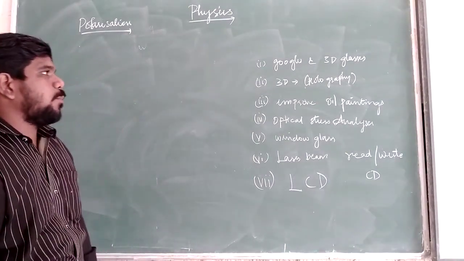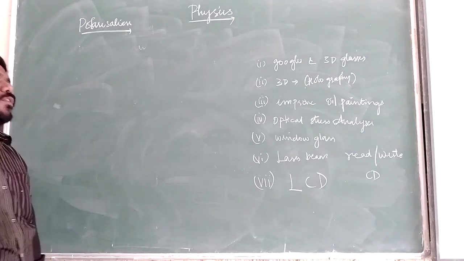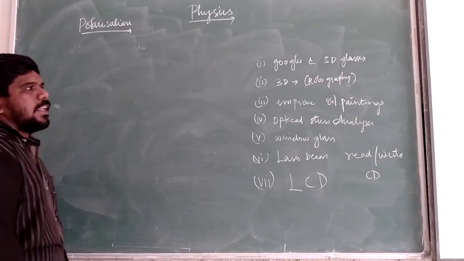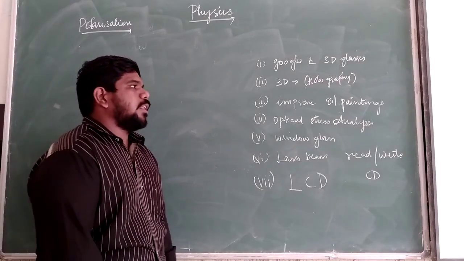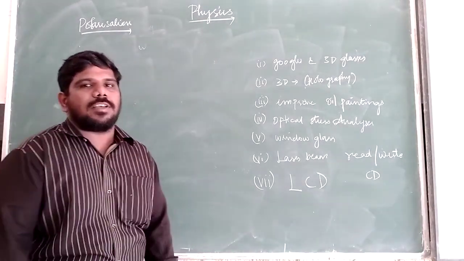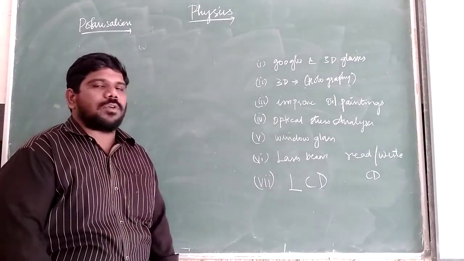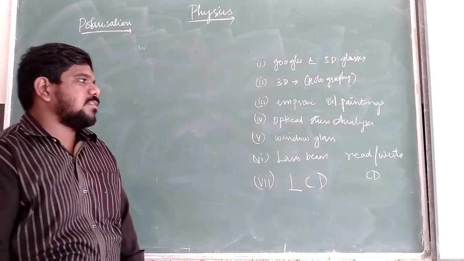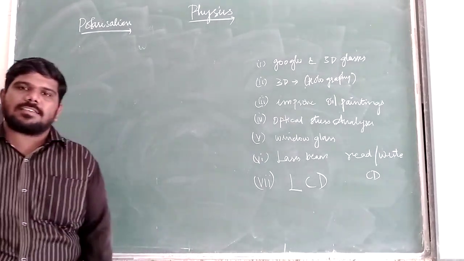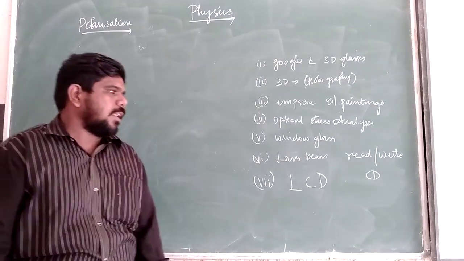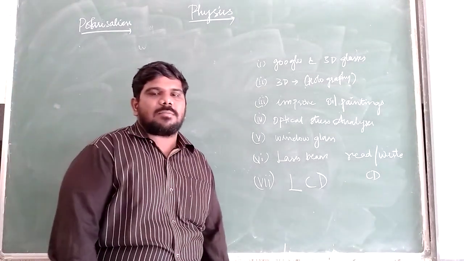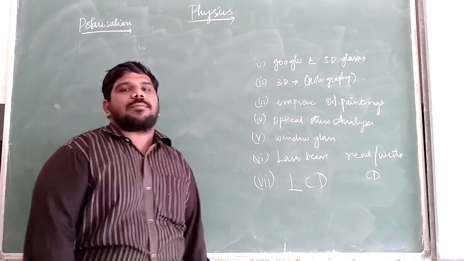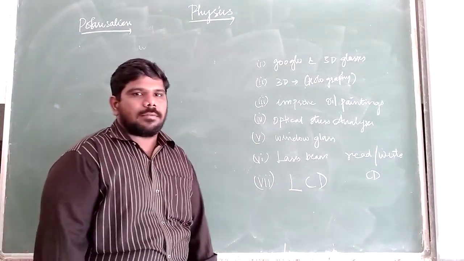So what are the purposes of using polarized light? Polarized light is used in goggles and cameras to avoid glaring light, in 3D and holography, to improve the color contrast in oil painting, in optical stress analysis, in window glasses to control the intensity of light, as a laser beam to read and write compact discs, and in LCD. Okay, clear?